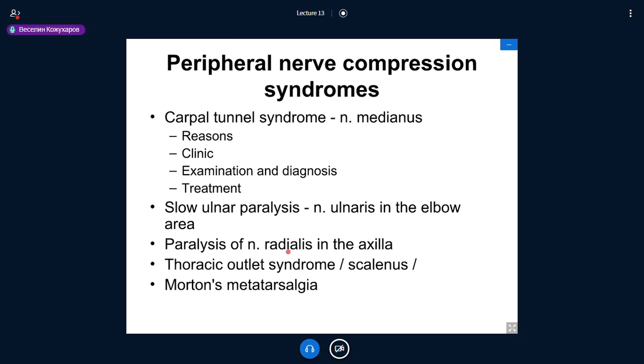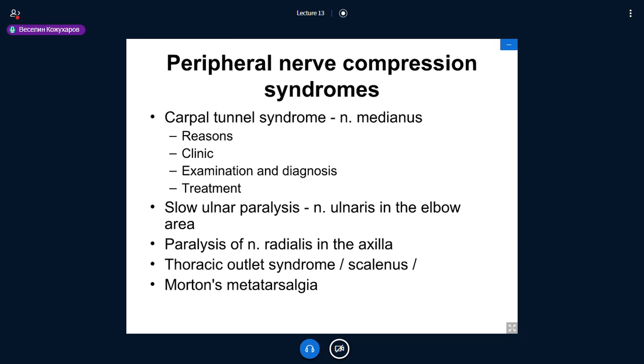Paralysis of the radial nerve. We could observe this paralysis when the radial nerve is compressed in the axilla. Sometimes patients who use crutches, if they use crutches in an improper way, will experience a radial nerve palsy because of compression of the radial nerve in the axilla region.